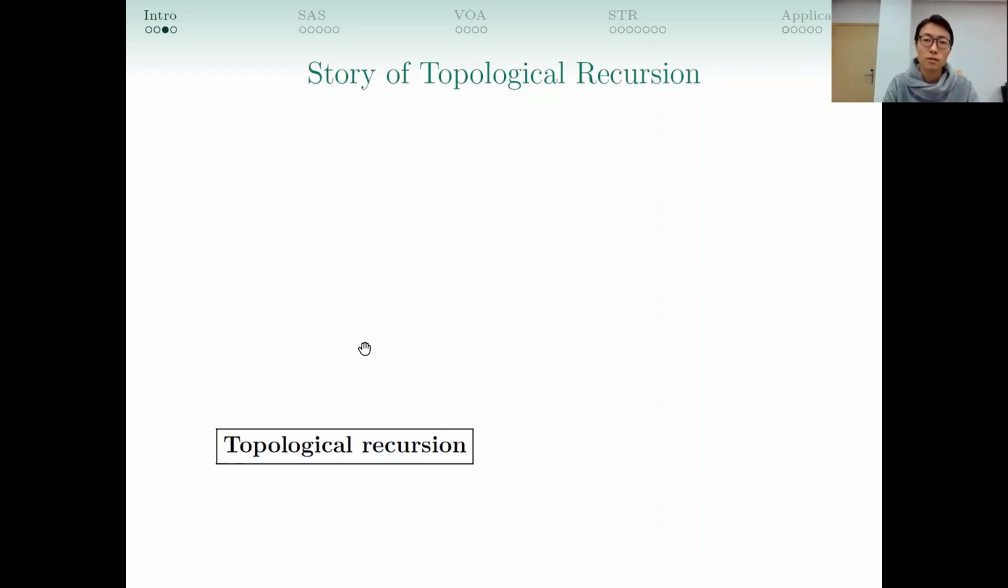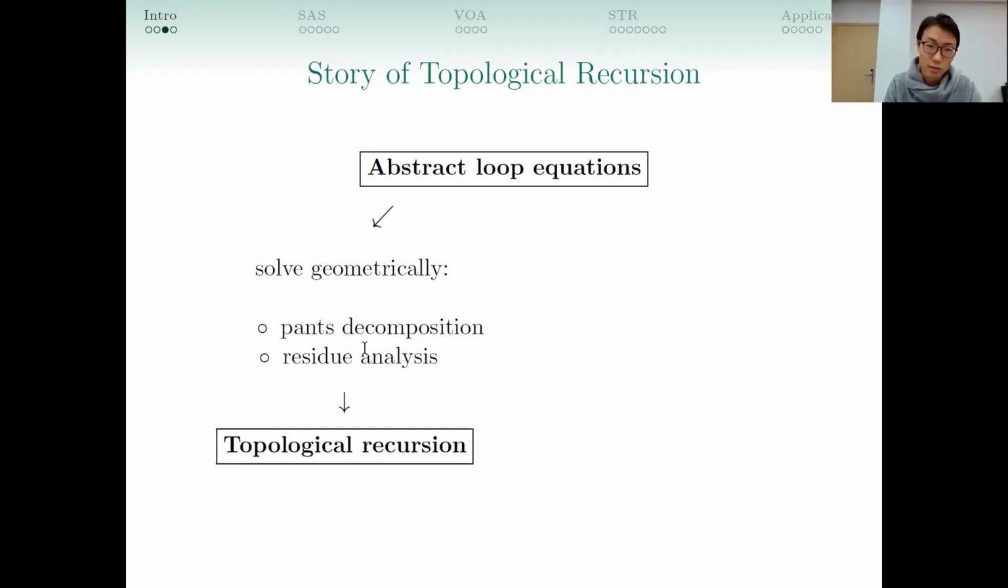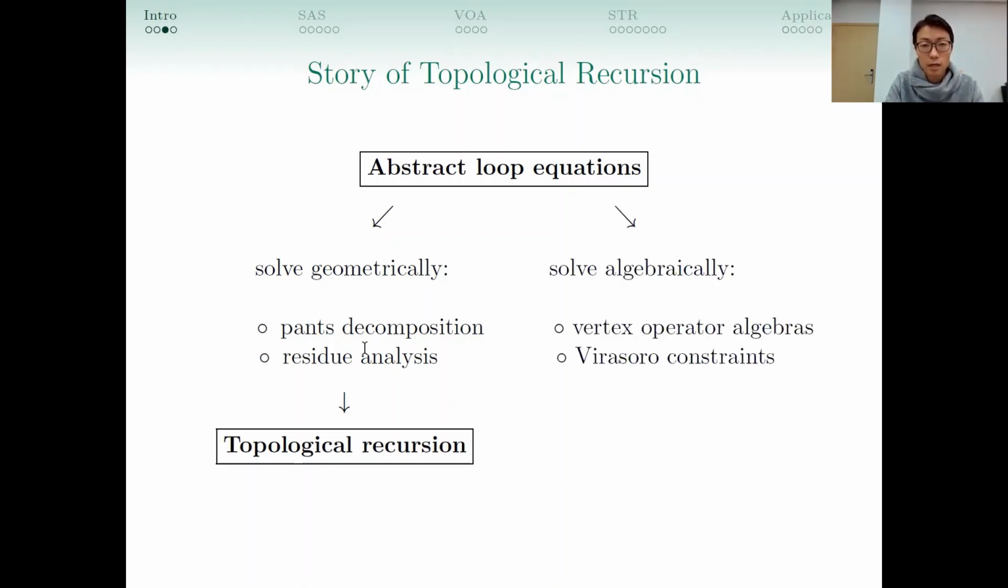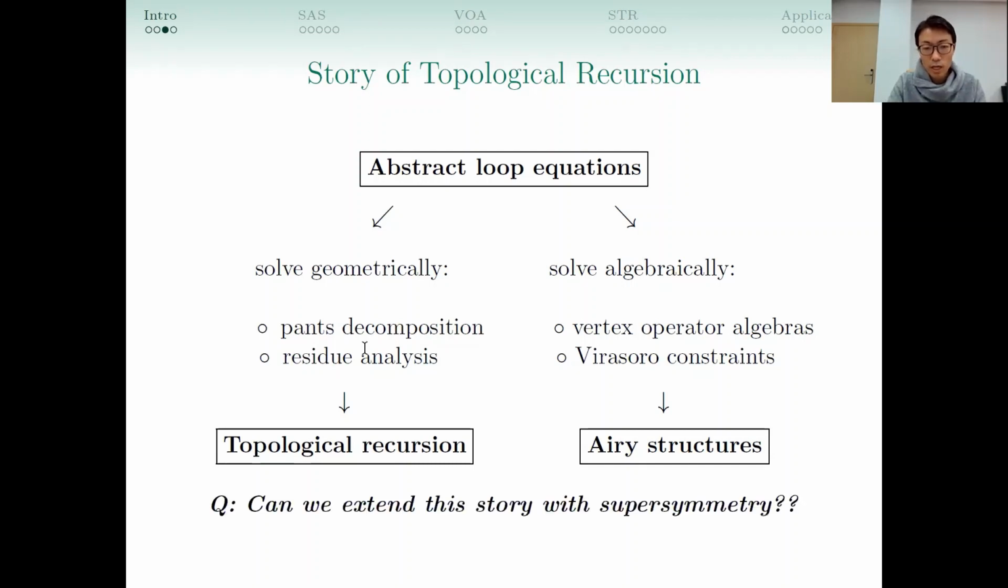Or in other words, you might wonder whether there is some fundamental structure underlying topological recursion. This is how I view the story of topological recursion. If you know the formula, which I omit to write down here, it's essentially a pants decomposition formula, and the gluing rule between the edges is specified by picking up residues. Now you may ask, where is it coming from? It turns out topological recursion is one way of solving a fundamental system of equations, the so-called abstract loop equations. From this abstract point of view, topological recursion is a method to solve this fundamental system of equations. Recently, Kontsevich and Soibelman proposed another way to solve abstract loop equations, in particular by utilizing the power of the Virasoro algebra, or more generally, vertex operator algebras. This new way of solving abstract loop equations is known as Airy structures. Today, the question I'd like to address is whether we can extend this story with supersymmetry.